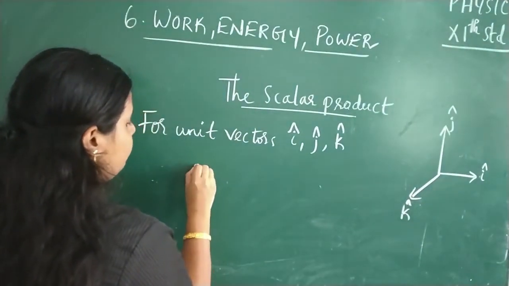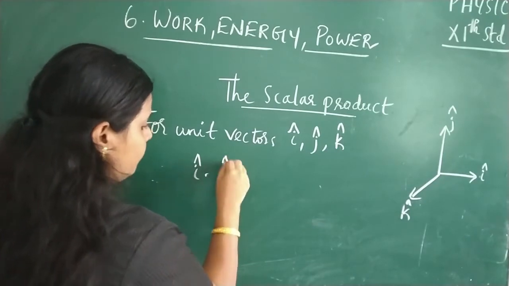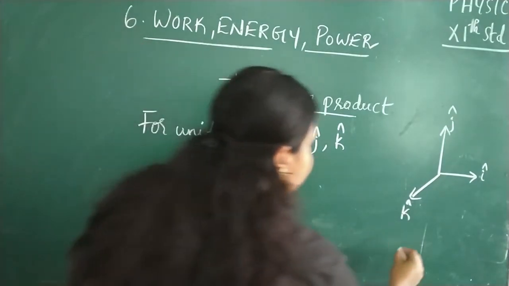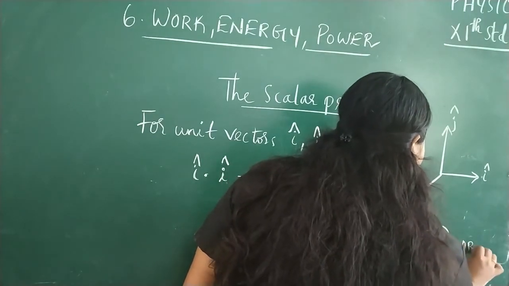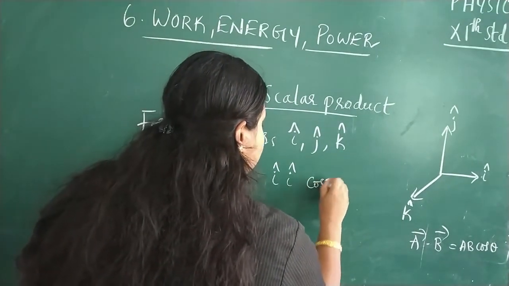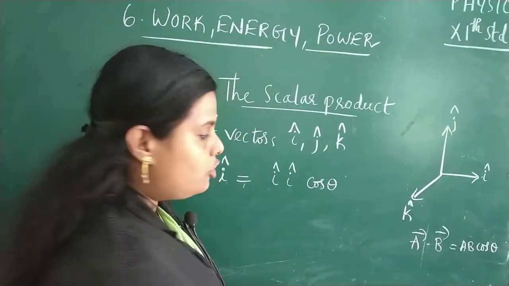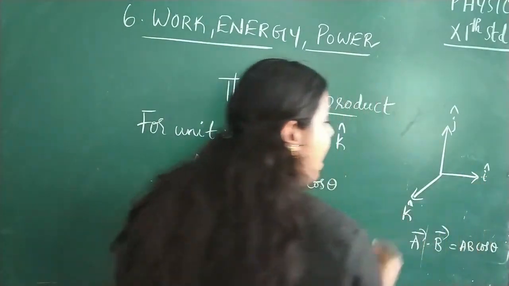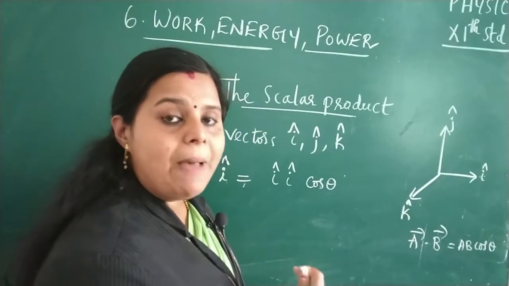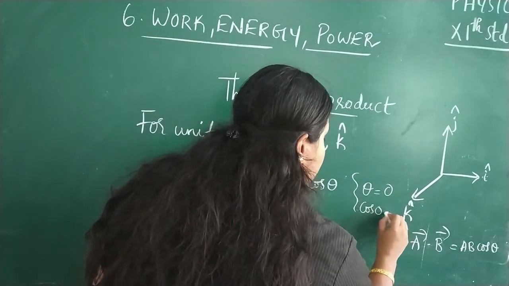Now listen children, what about the scalar product of the vectors I and I, that is I dot I? As per the definition, A dot B is equal to AB cos theta, so I dot I is equal to I I cos theta. I is the unit vector along x direction, again I is the unit vector along x direction, and theta is the angle between I and I. Since these two vectors are along the same direction, parallel to each other, the angle theta is equal to 0. Cos 0 is equal to 1.